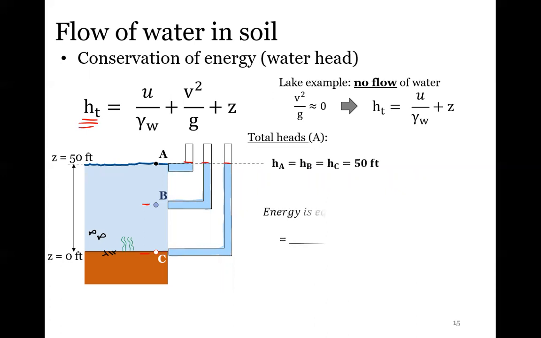at point A is equal to all of them. And so since the energy is equal through the entire column, that means there is no flow and it is hydrostatic.